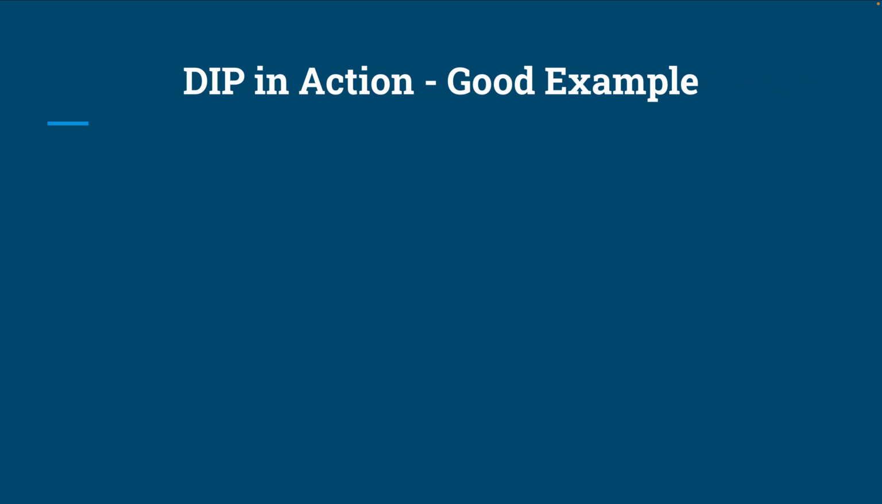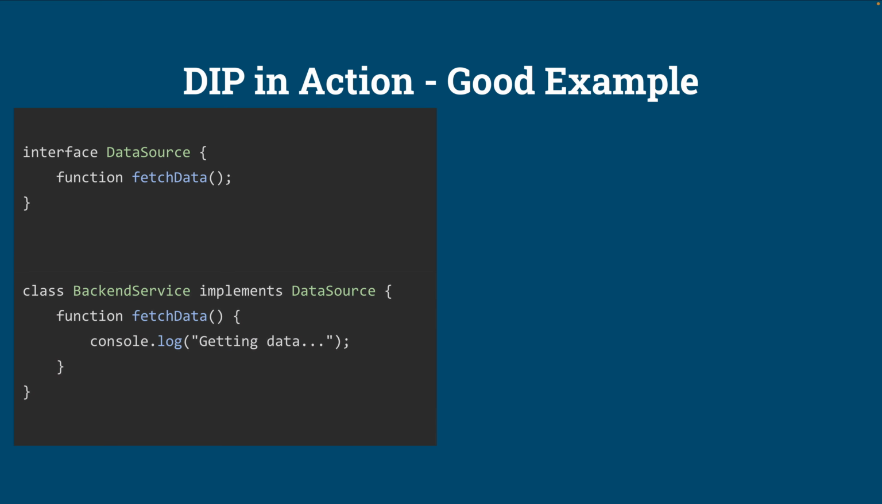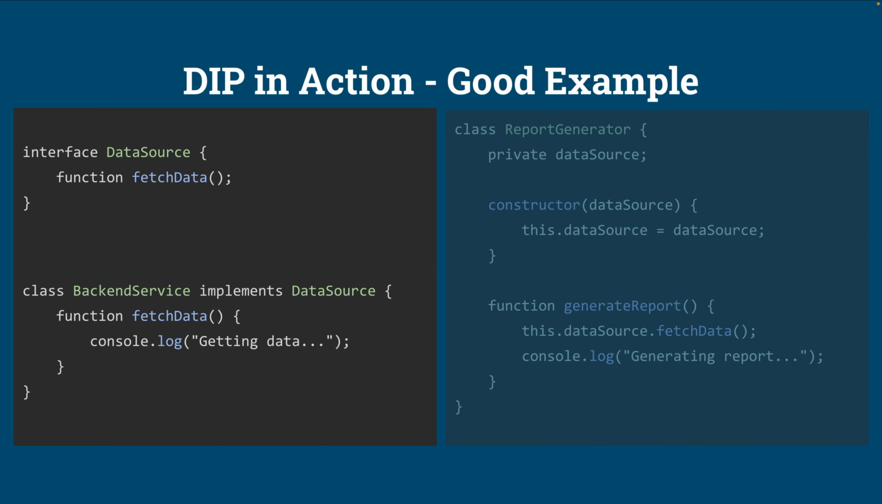Alright, now let's do it the right way, using the dependency inversion principle. We start by creating an interface called data source. This is our abstraction. It defines what our data provider should do, in this case, just fetch data. Then we have backend service, which now implements that interface. It still connects to the database, nothing has changed there, but the real magic happens in report generator.